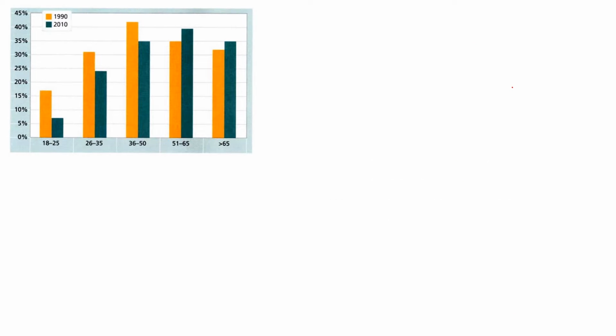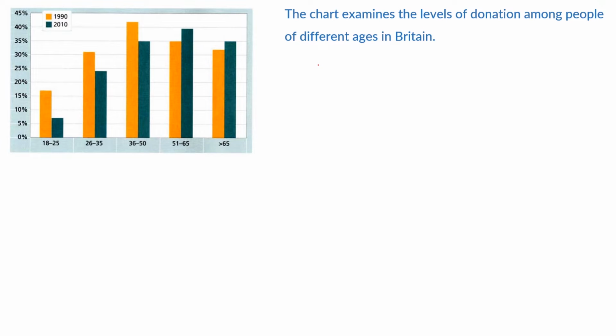Let's get to the answer. We'll keep the image here always so that you can connect with the answer. The first sentence can be considered a single paragraph. Here we mention what the chart or the graph, whatever it is, explains or examines or illustrates. Here we say that the chart examines the level of donation among people of different ages in Britain. So you can see the same thing in the question, you paraphrase it.